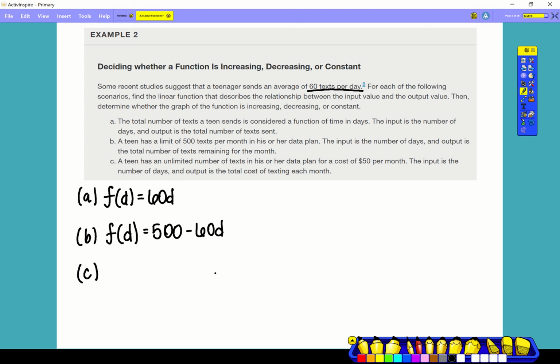Okay. A teen has an unlimited number of texts in his or her data plan for a cost of $50 per month. The input is the number of days, and the output is the total cost of texting each month. Well, it's unlimited, so it's 50.